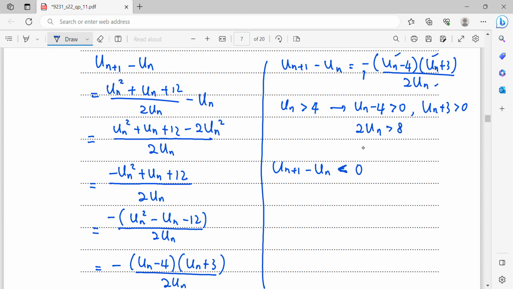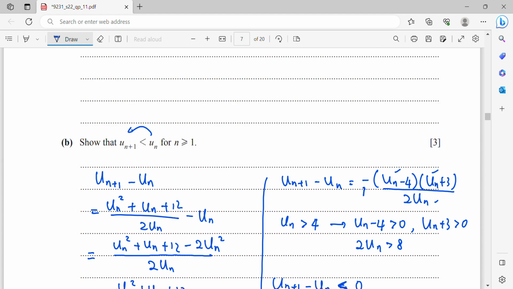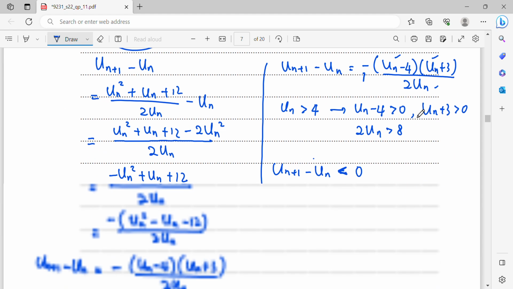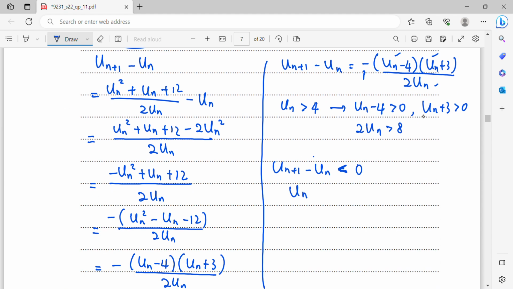So when this is negative, now you can just move the negative un to the right side because we want to show this. Then you will be getting the answer. Okay, so sure. So this is how we show this inequality.